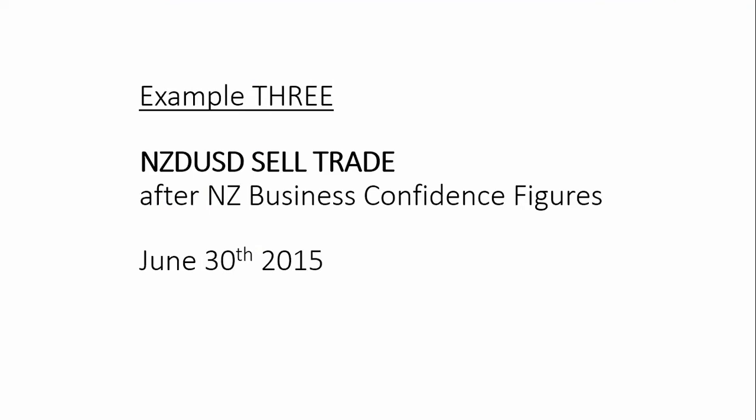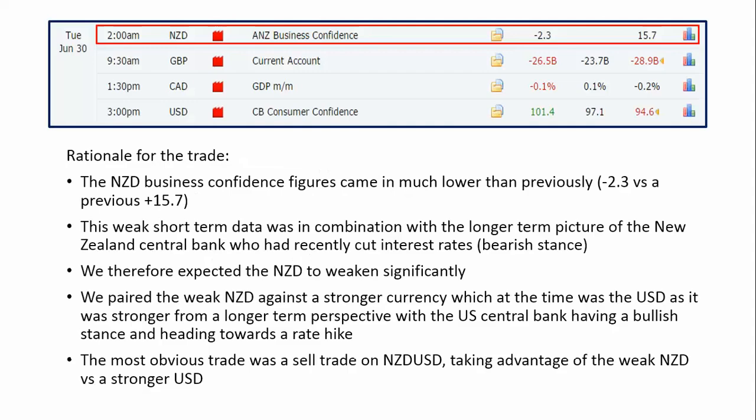Okay, example 3. A Kiwi dollar sell trade after the New Zealand business confidence figures. This was on June the 30th, 2015. As we can see here from our Forex Factory calendar, at 2 a.m. on Tuesday, June the 30th, we had some business confidence figures out of New Zealand.